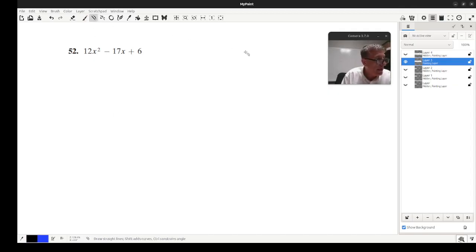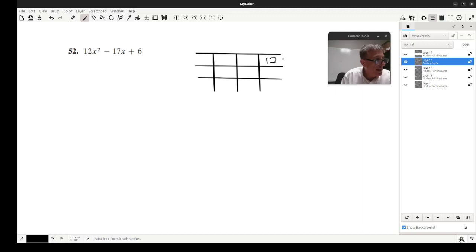On our exams, I won't put any primes. I'll tell you they can all be factored. And we'll talk about the case when a trinomial is prime after this example. So I need to get 12x squared, then I need to get 6, and then minus 17x.